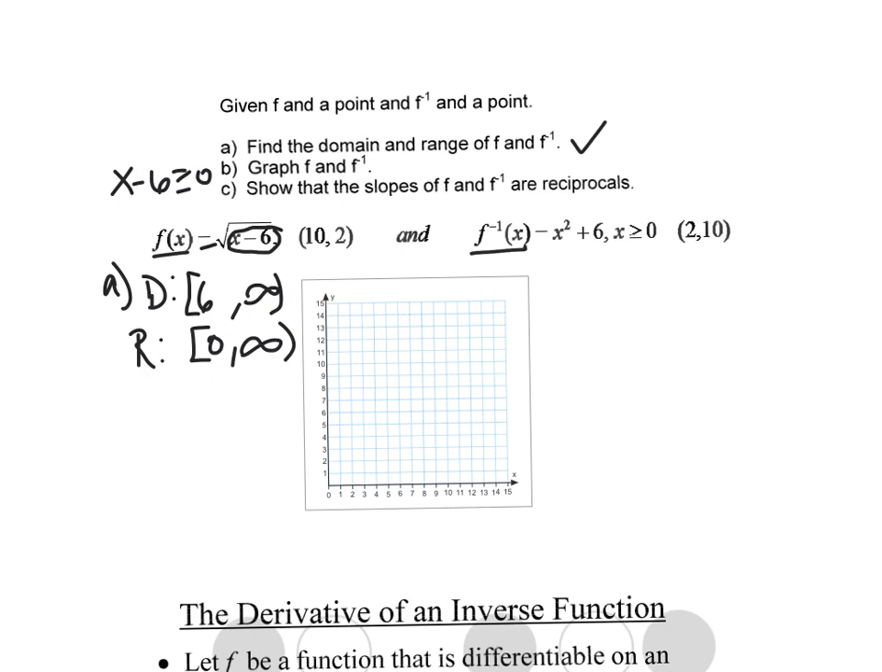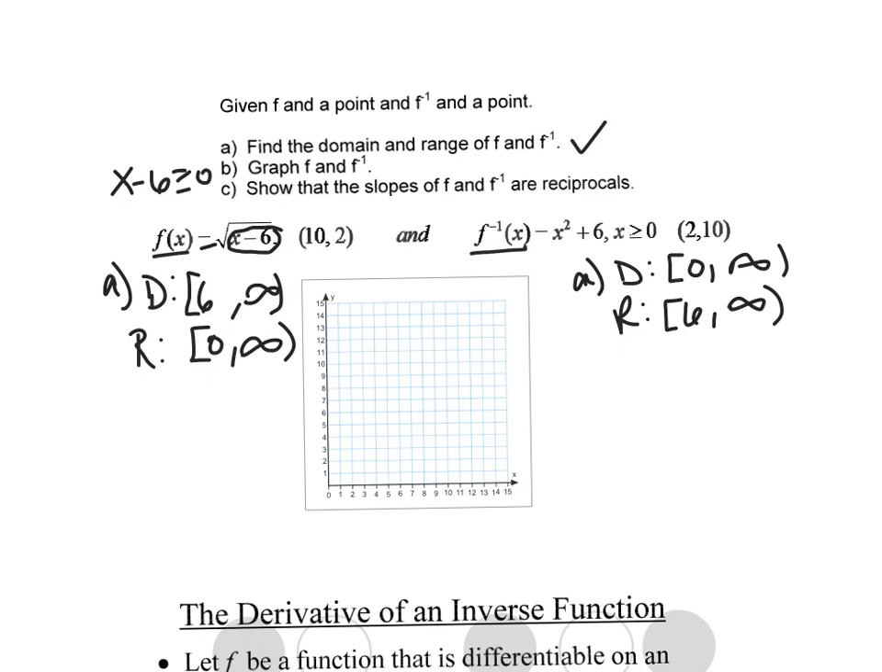The nice thing about your domain and range for the inverse is they just flip-flop. So your domain is 0 to infinity, and your range is 6 to infinity.